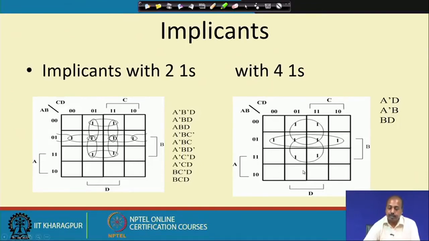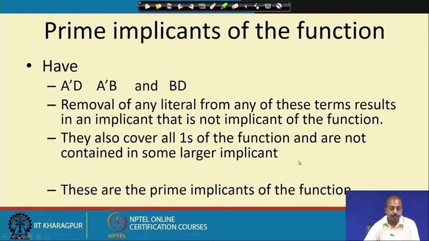For example, if in the original function these 2 combinations were also 1, then this whole thing would have formed an octet. In that case, A bar D and this one and this one would not remain prime implicants anymore, but they would be simply implicants.